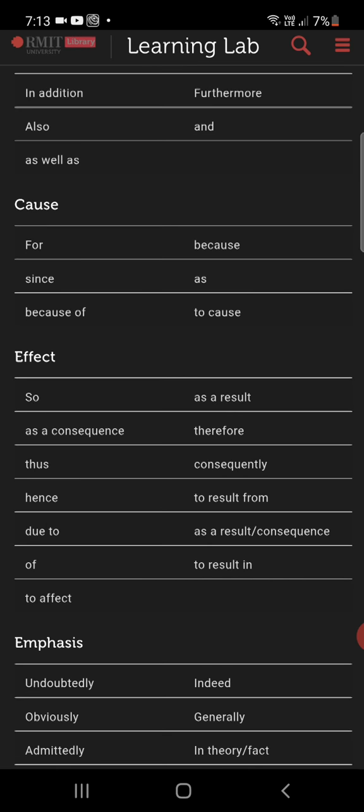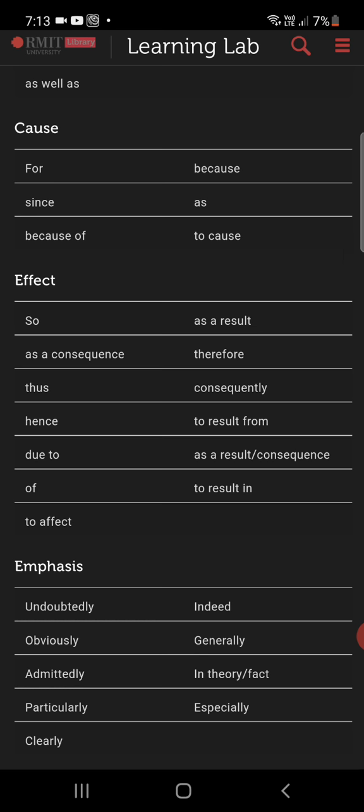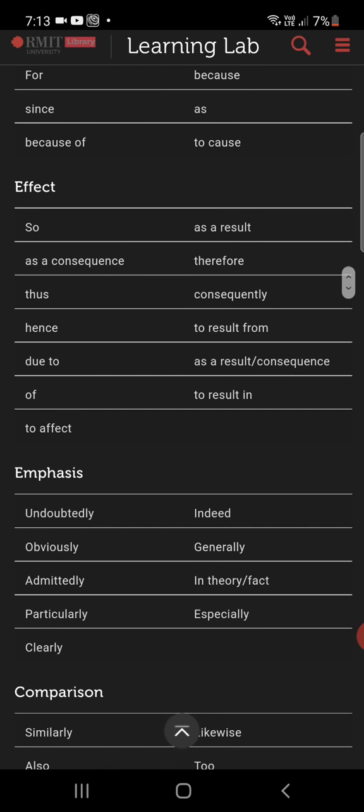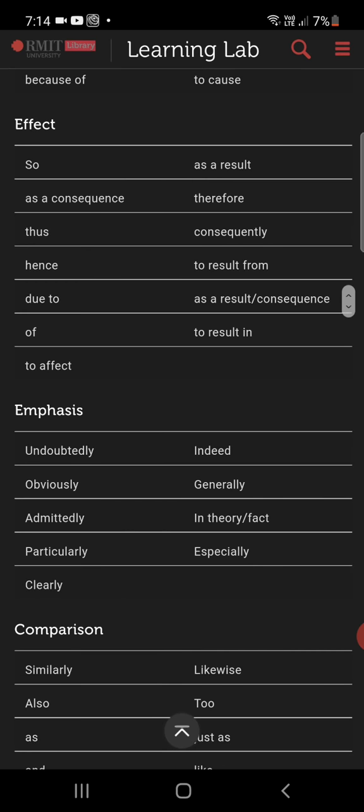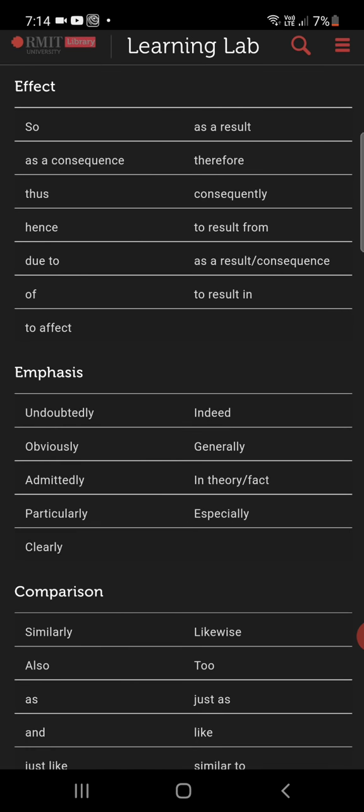I see for is because. I see because is since. I see since is as. I see as is because of. I see because of is to cause. I see effect is so. I see so is as a result. I see as a result is as a consequence. I see as a consequence is therefore. I see therefore is thus. I see thus is consequently. I see consequently is hence. I see hence is to result from.